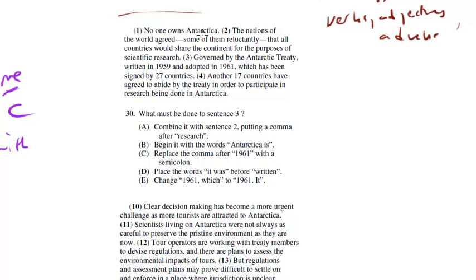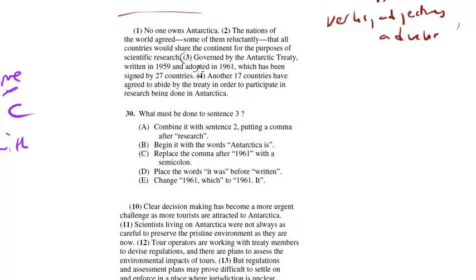No one owns Antarctica. The nations of the world agree, some of them reluctantly, that all countries would share the continent for the purposes of scientific research. Governed by the Antarctic Treaty, written in 1959 and adopted in 1961, which has been signed by 27 countries. Another 17 countries have agreed to abide by the treaty in order to participate in research being done in Antarctica. Alright, so it seems on the surface there's an issue with this phrase, right?